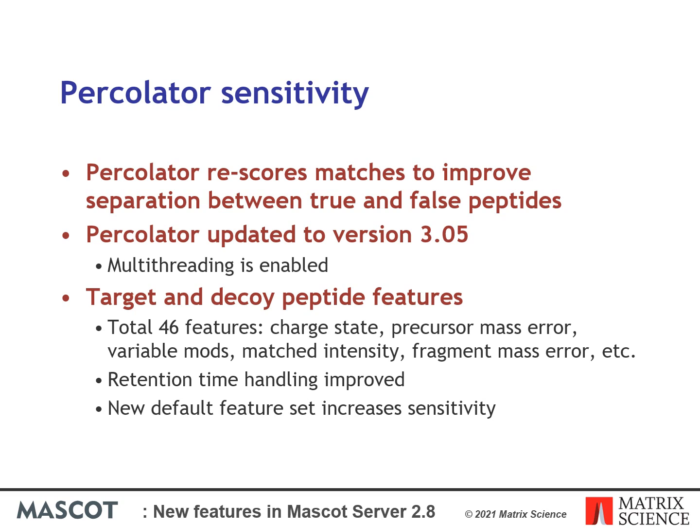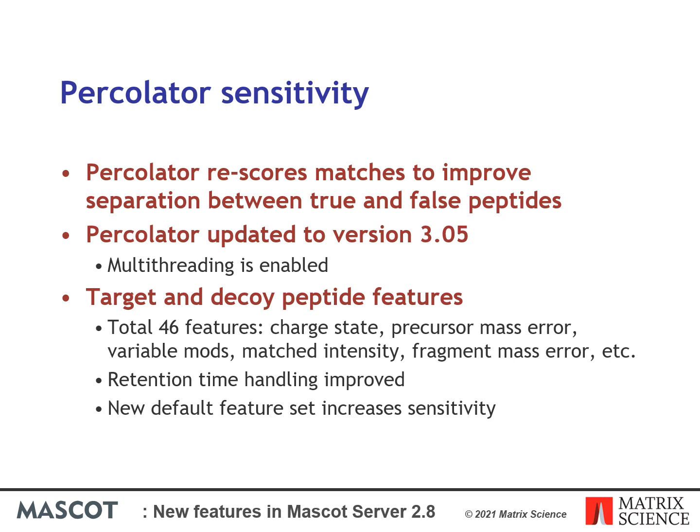Percolator training depends on computed features extracted from target and decoy matches. We've added new features in Mascot 2.8, which supports 46 features in total. This includes features like charge state, precursor mass error, variable modifications, matched intensity, fragment mass error, and so on. We've also improved the handling of retention time as a feature.